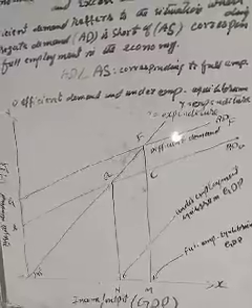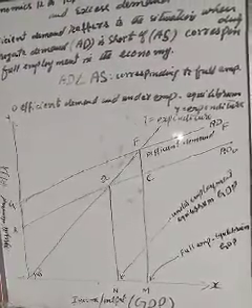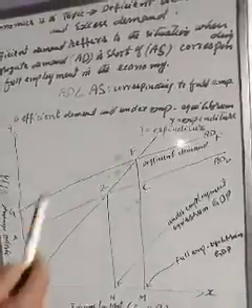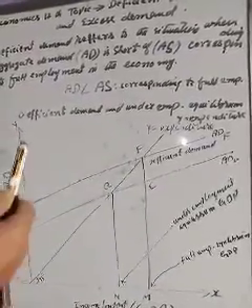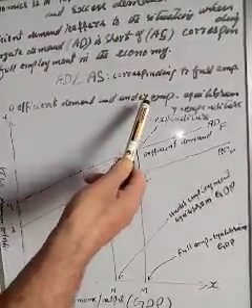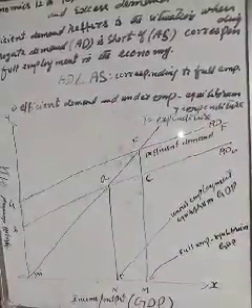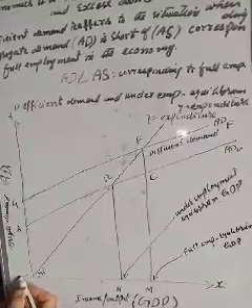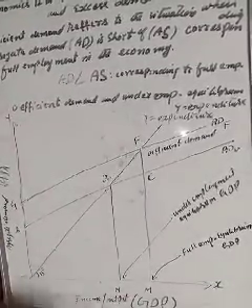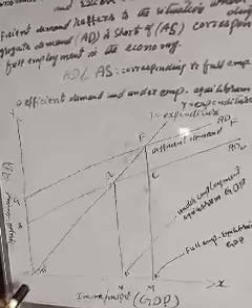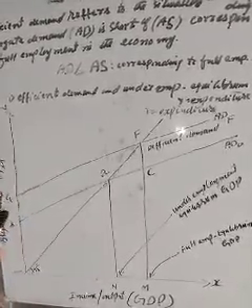Now, dear students, the same can be made more clear with this diagram: deficient demand and underemployment equilibrium. Here we have taken on the OX-axis income, output, GDP, and on the OY-axis aggregate demand, AD.